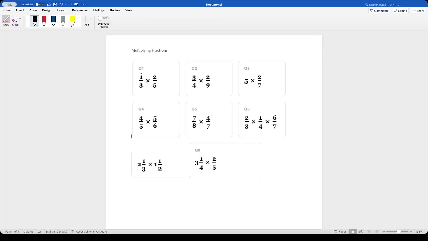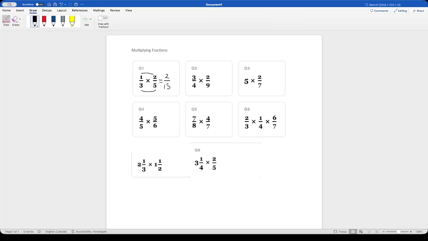Well, all you got to do is multiply the top two numbers together and the bottom two numbers together. And that's going to give you your answer. So 1 times 2 is 2, and 3 times 5 is 15. So our final answer is going to be 2 over 15. And that's it. That's going to be your final answer for that. You multiply the top and the bottom. Numerator, denominator.